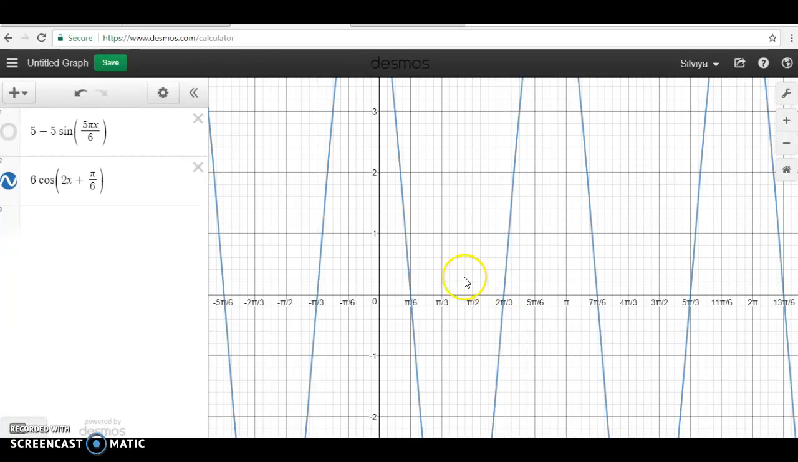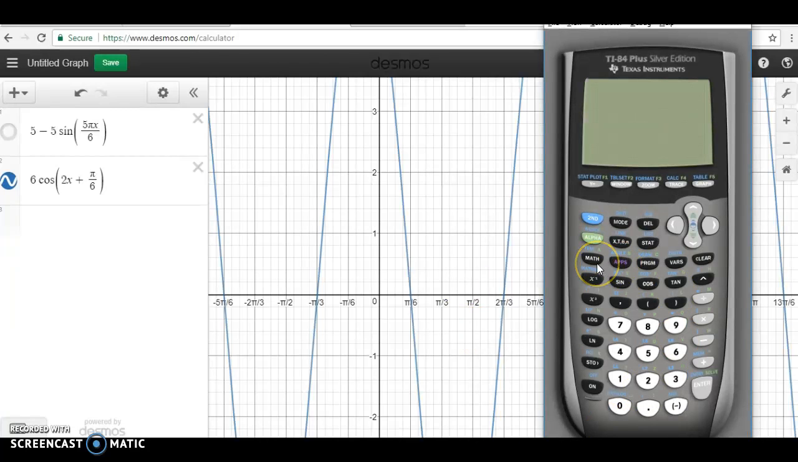I do find that to be very helpful when you're trying to sketch a graph or check your work on a graph. Now since you have to use your graphing calculator on the exam and not Desmos, let's see how you can do the same thing on the graphing calculator. I have already input the same function at y equals. I have cosine of 2x plus pi over 6. So if I try to graph that, this is what my graph looks like.